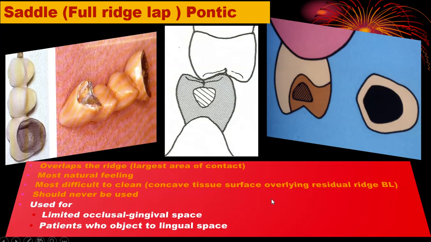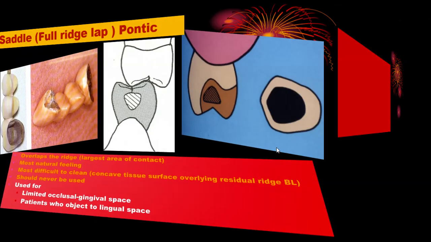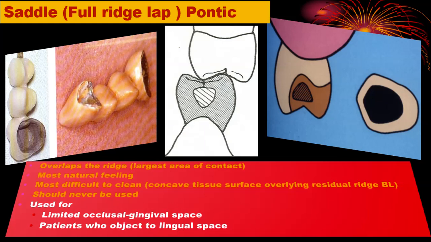Of course, sometimes we are forced to use it when we have limited occlusal gingival space to give us strength, or for a patient who objects to lingual space. The other design will create lingual space, which we will see now. Of course, this contact area is the tissue surface; see the contact is all of the tissue surface of the pontic, in intimate contact with the gingival ridge.